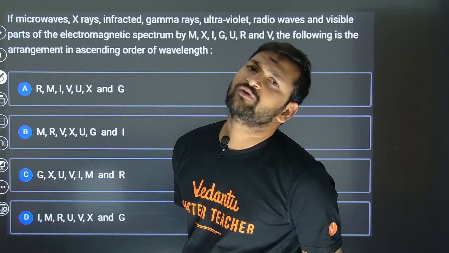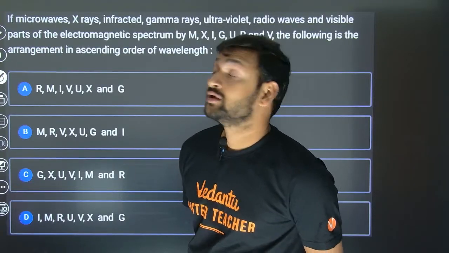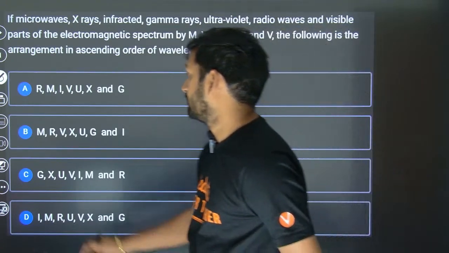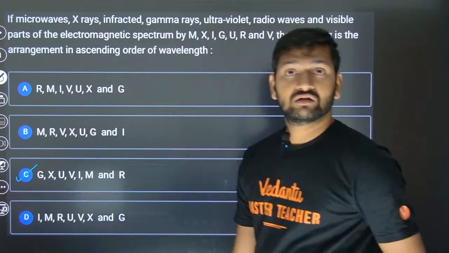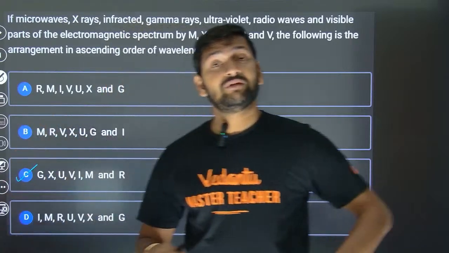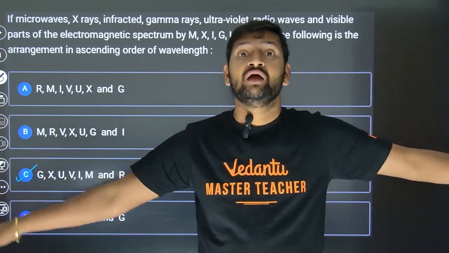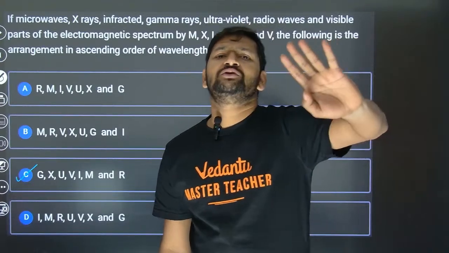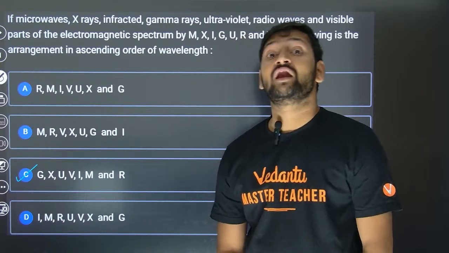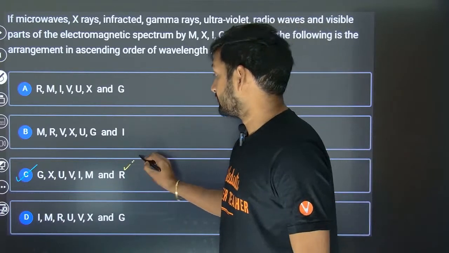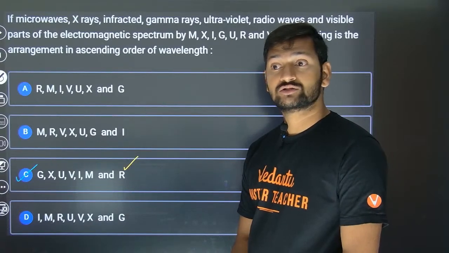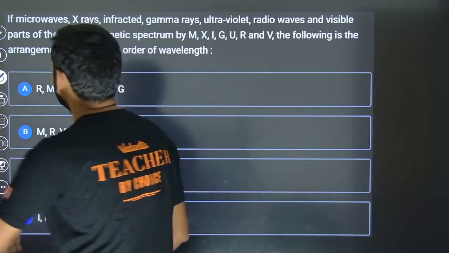Smallest wavelength will be for whom? Gamma. So G. Which option is starting with G? Only one option. So what's the answer? C. So that's why I said you don't need to mug up the whole thing. Have a rough idea. Which one is going to have lowest wavelength? Gamma. Which one is going to have highest wavelength? Radio waves. Highest. Ascending order. Done. Smallest to the biggest. Very good, Jayashree.